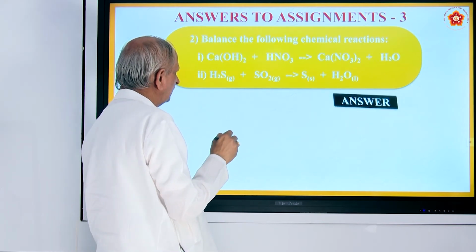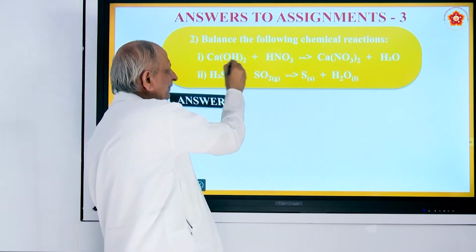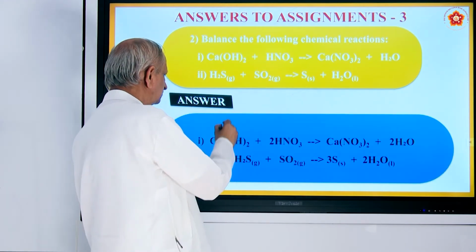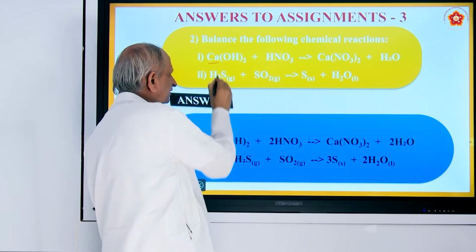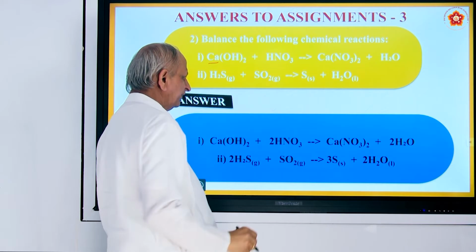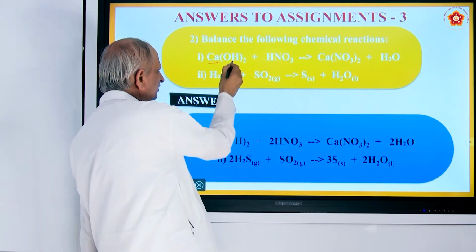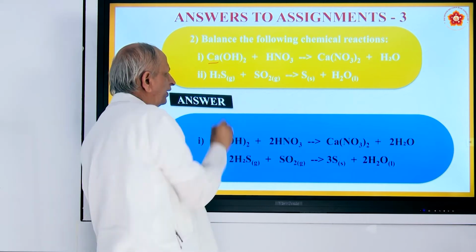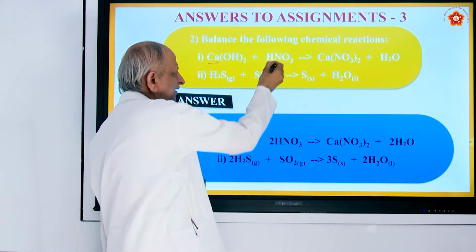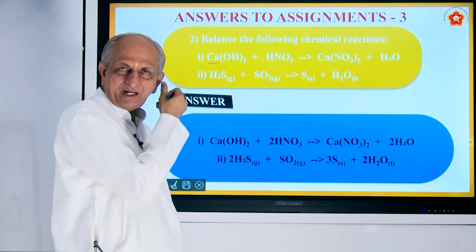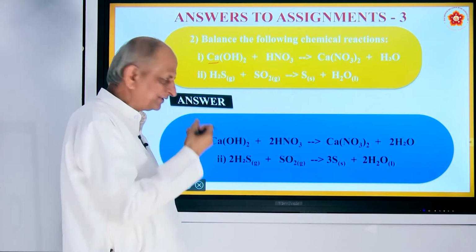Before balancing, you should know what are the elements present in the reactants. For example, here, what is Ca? Calcium. So, 1 Ca, 1 Ca, balanced. Then how many H? What is H? H is hydrogen. What is O? Oxygen. What is N? Nitrogen. You must make the number of atoms equal on either side, right?